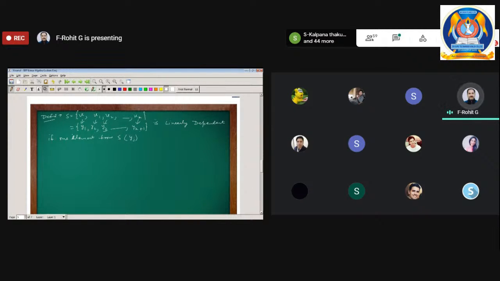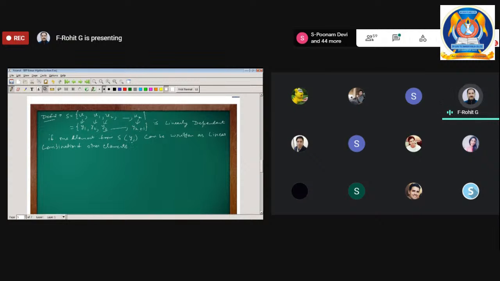If one element from S, that is Yj, can be written as a linear combination of other elements, right? I will say that our set S is linearly dependent if I am able to find at least one element which can be written as a linear combination of others. Then I will say that our set S is linearly dependent.